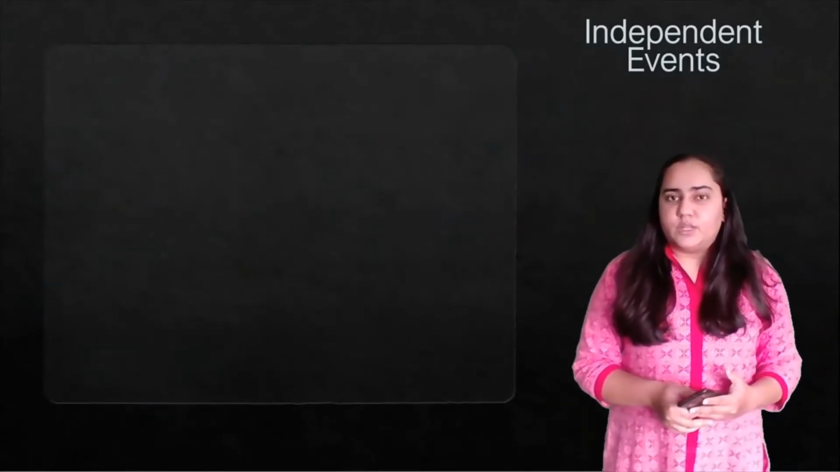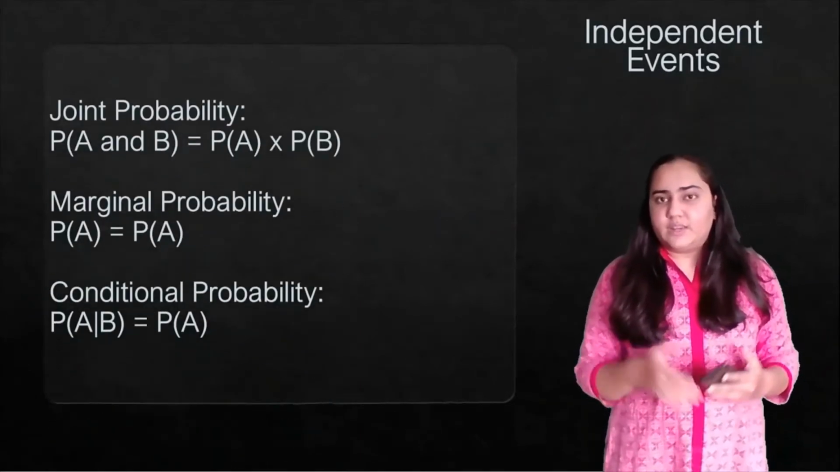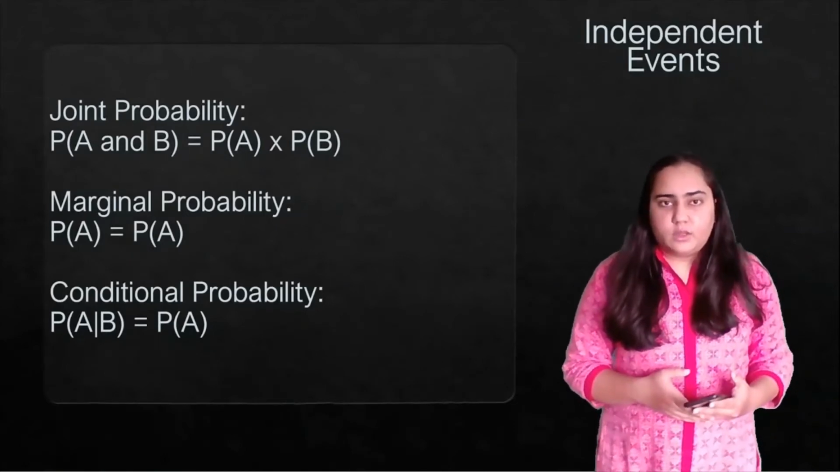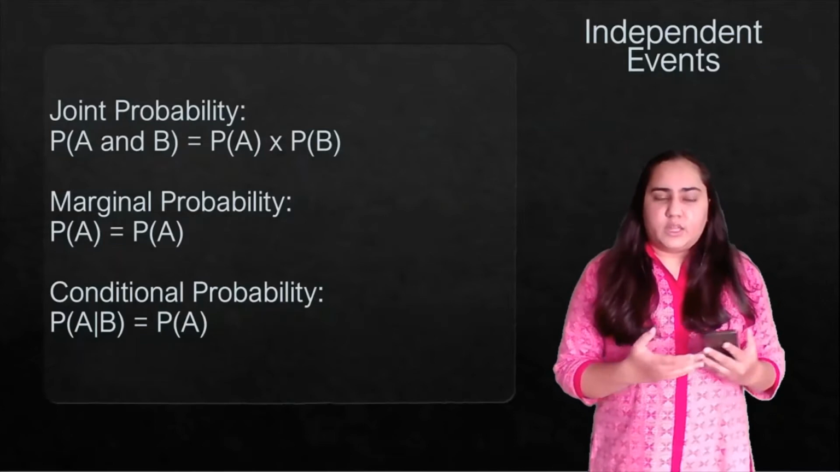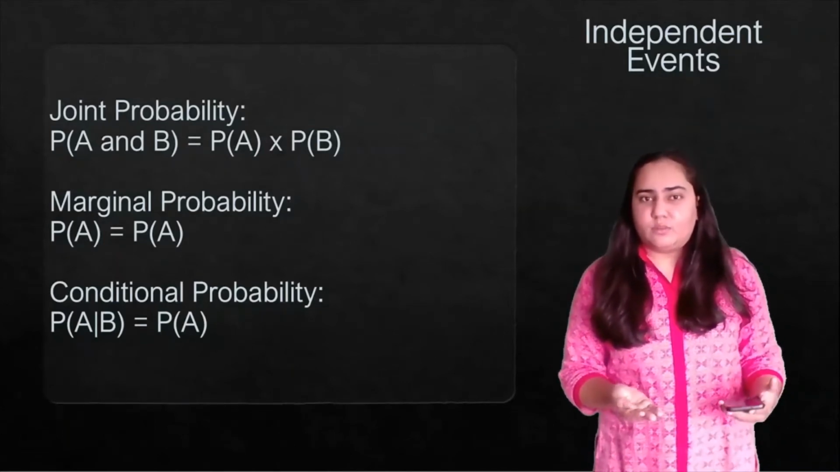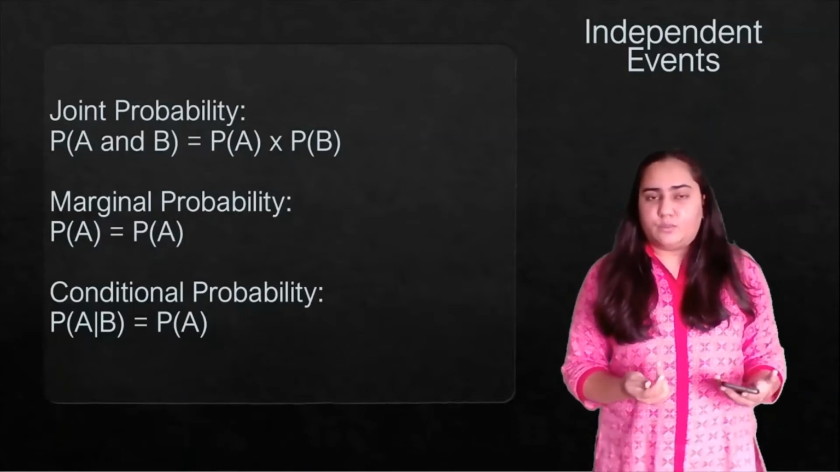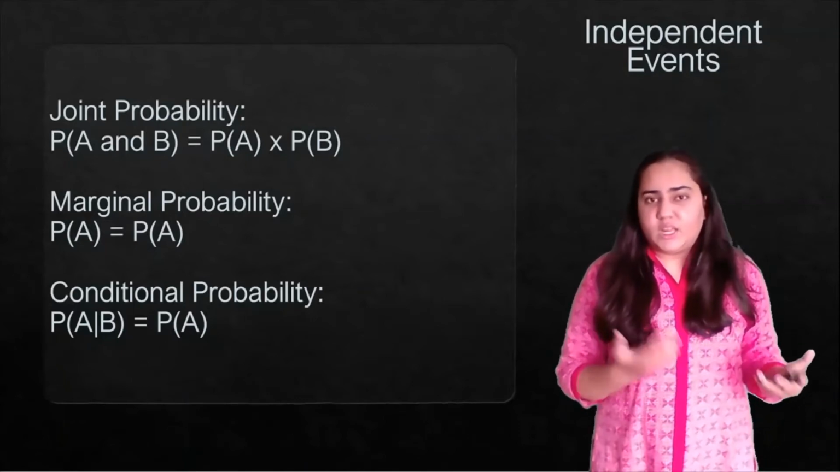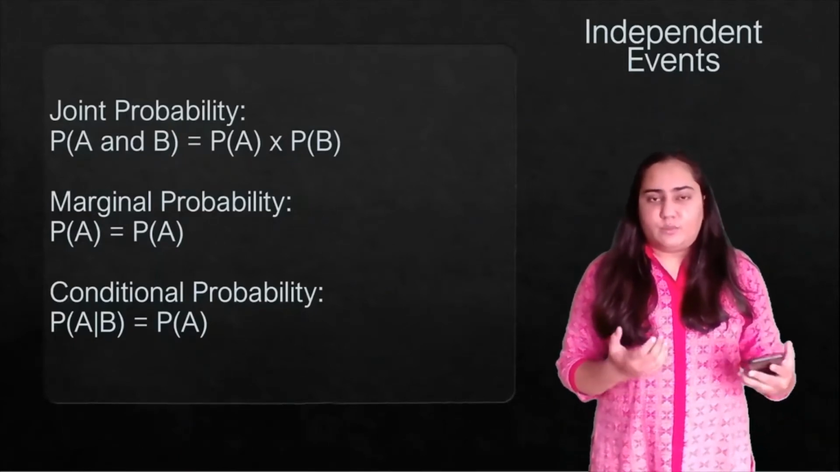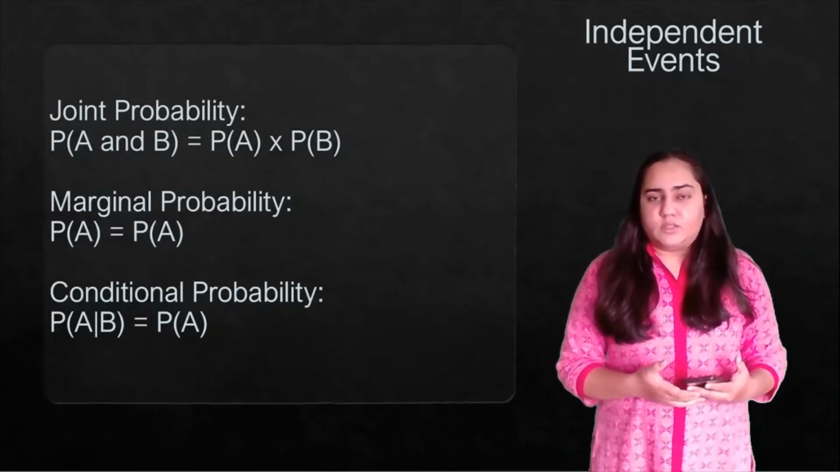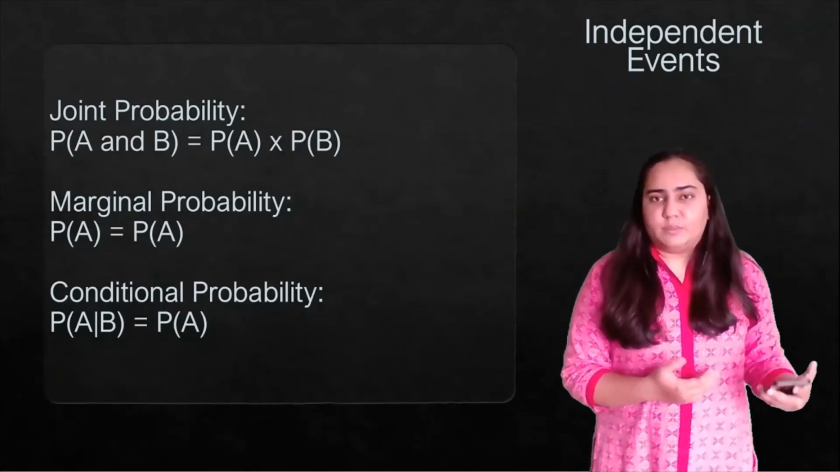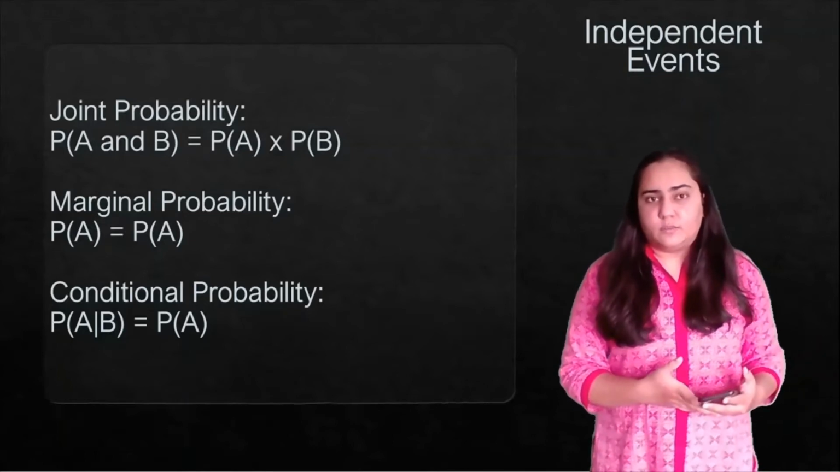Now let's talk about independent events. Independent events are events that do not depend on each other. For example, if I'm going out today, would I be carrying an umbrella? I would be carrying an umbrella if it was probably raining outside or there's a possibility of rain outside. Then I might take my umbrella with me. So that is a dependent event.